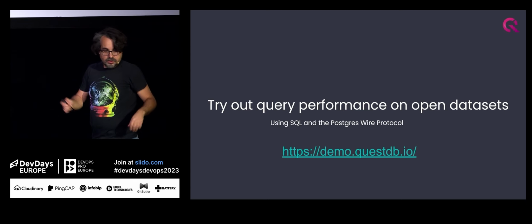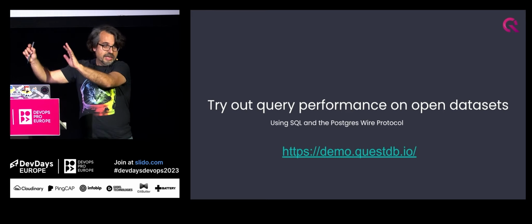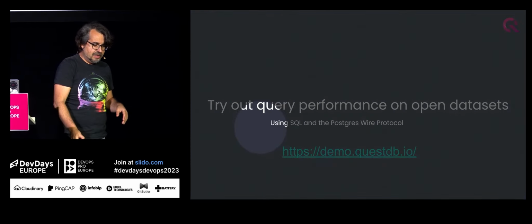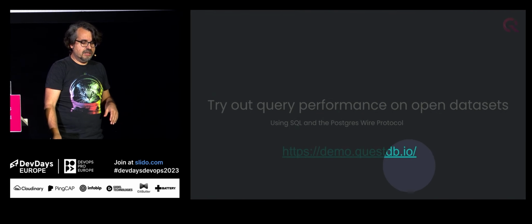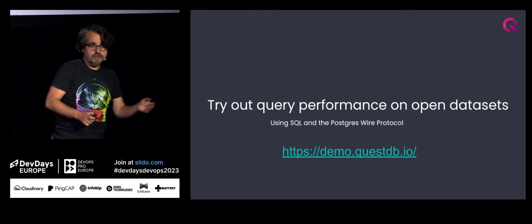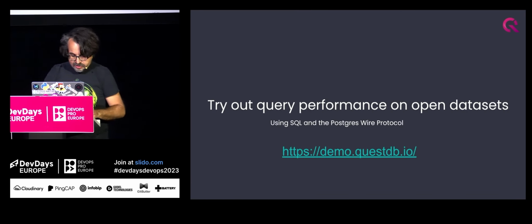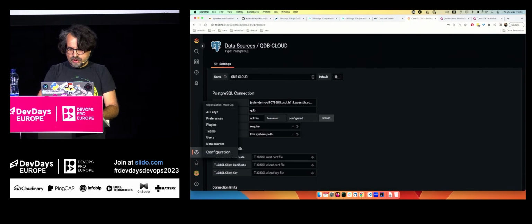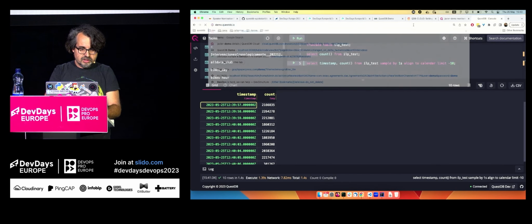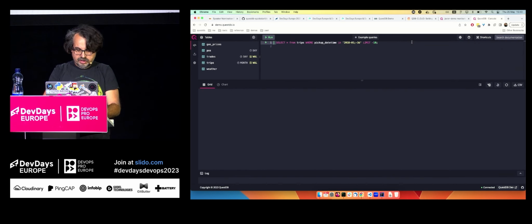So ingestion is one thing. Querying performance is another thing. We have this machine. It's always open. It's always available: demo.questdb.io. It's an instance running on AWS. It's fairly big, but it's served by many users. But it's a fairly capable instance.